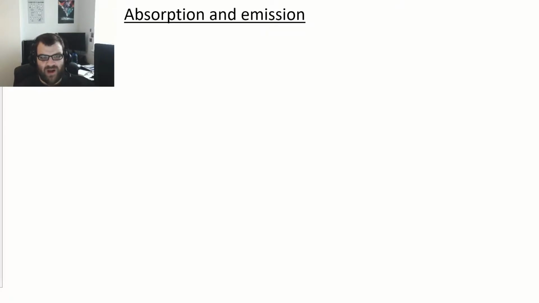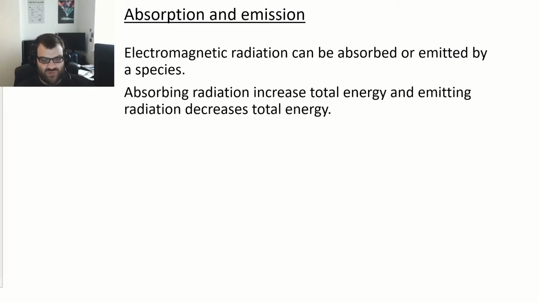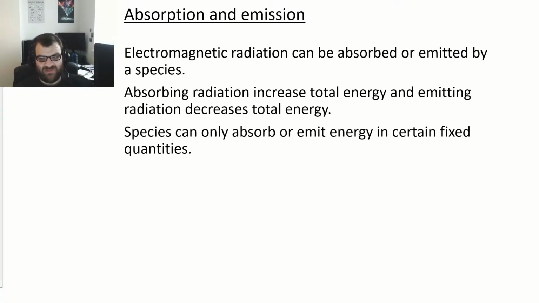Start off talking about absorption and emission. Electromagnetic radiation can be absorbed or emitted, so it can be taken in or it can be given out by a species. If you absorb radiation, you're going to increase the total energy, whereas if you emit radiation, you're going to decrease the total energy. Energy that can be emitted or absorbed is done in certain fixed quantities.